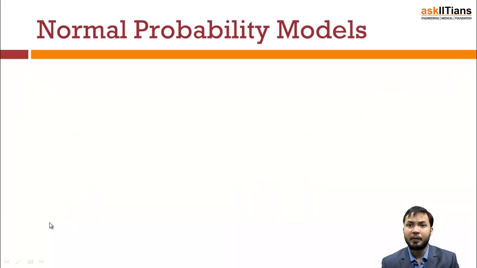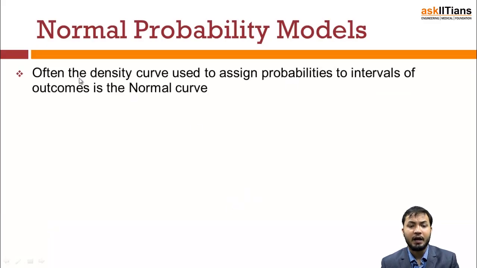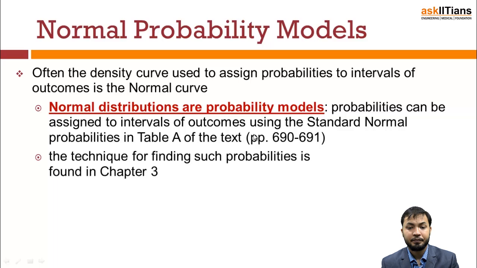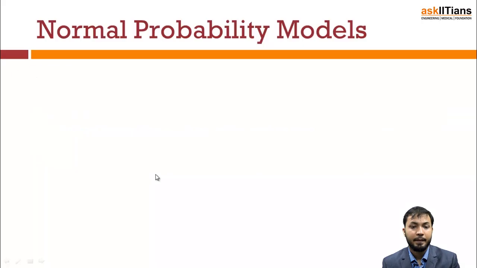Now the normal probability models that you will be dealing with most often are the density curves used to assign probability to interval outcomes in the normal curve. The normal distributions are probability models. Probability can be assigned to an interval of outcomes using standard normal probabilities in Table A. The techniques for finding such probabilities are found in your given chapters.